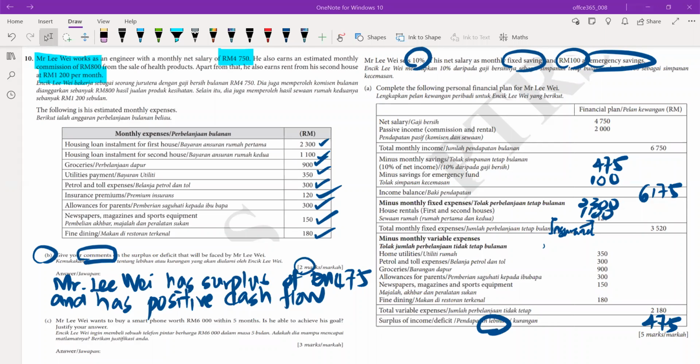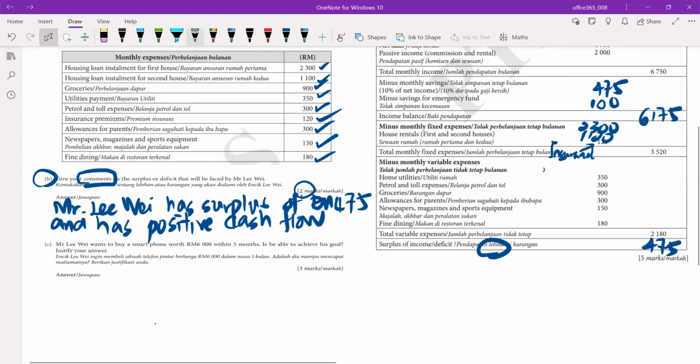Okay, everyone, you look at it. Done. So now, Mr. Li Wei wants to buy a smartphone. Now talking about his goal is to buy a smartphone within 5 months, oh? So is it able to achieve?